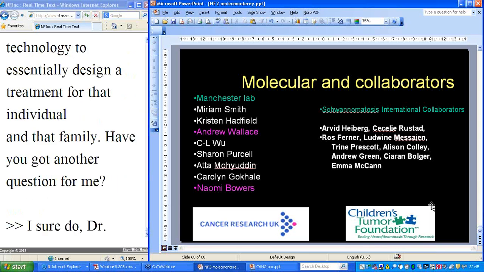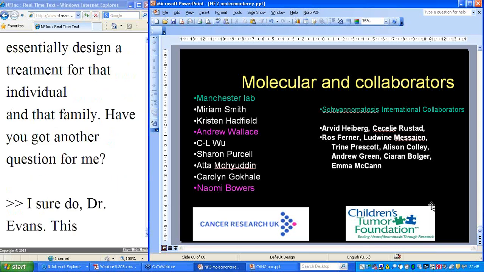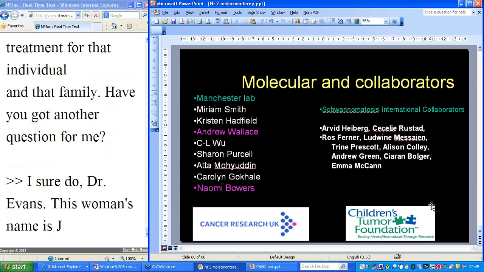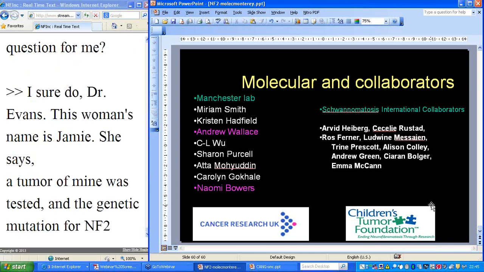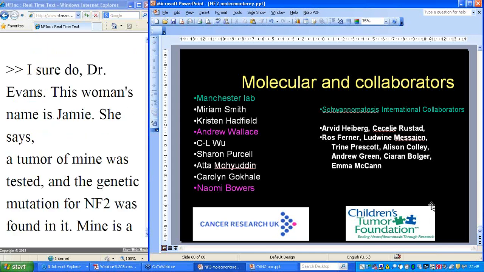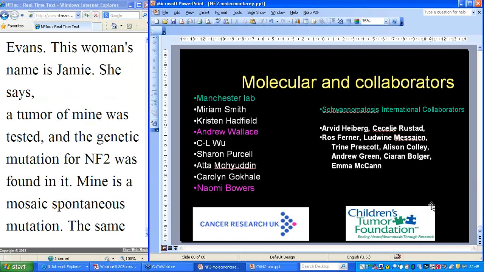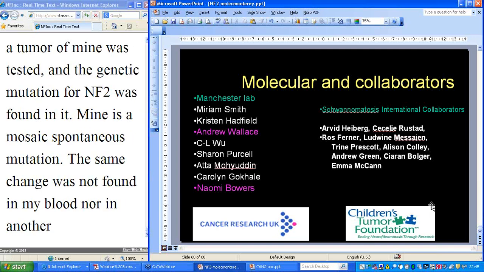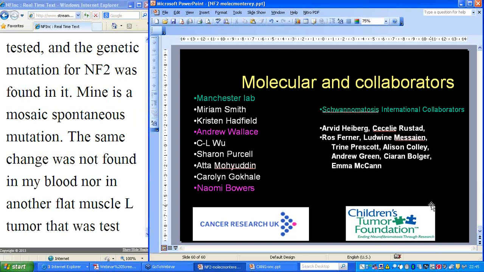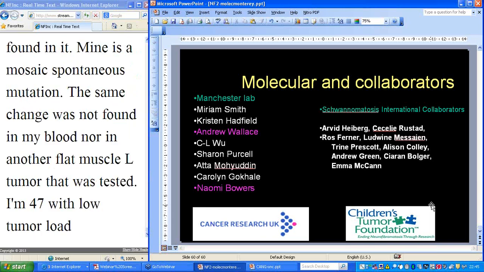This one is from a woman named Jamie. A tumor of mine was tested, and the genetic mutation for NF2 was found in it. Mine is a mosaic spontaneous mutation. The same change was not found in my blood, nor in another flat muscle tumor that was tested. I'm 47 with low tumor load, not diagnosed until 40.